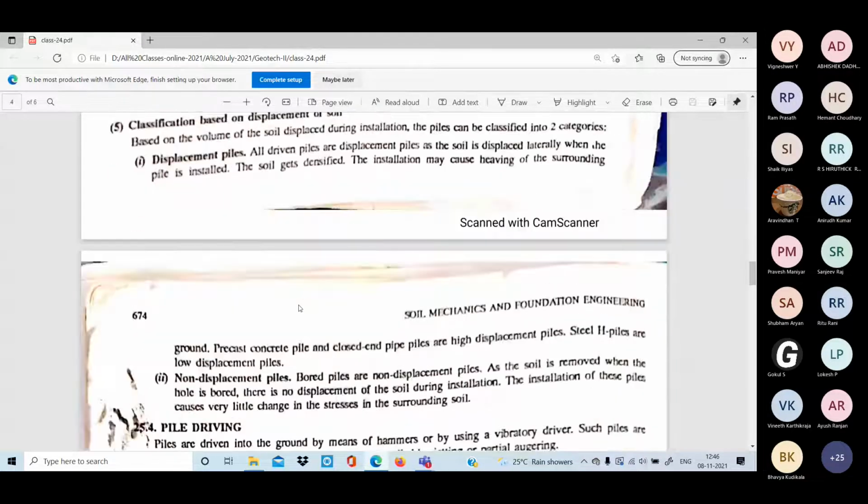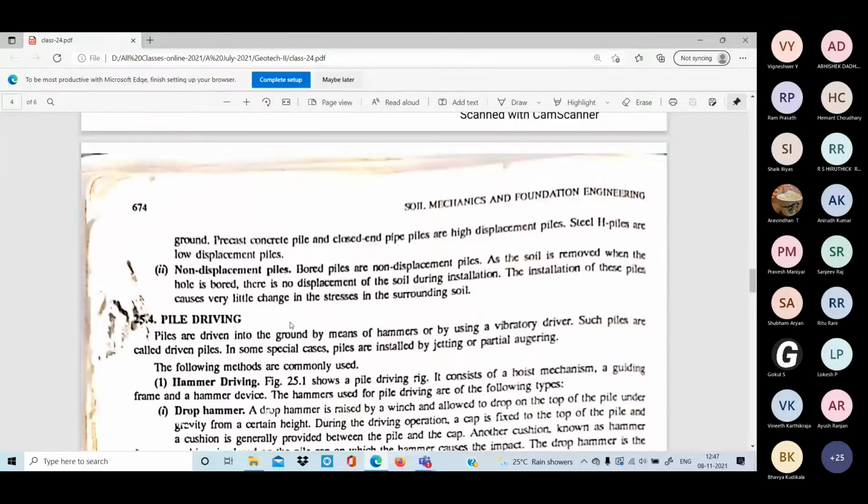Now, classification based on the displacement of piles. All driven piles are displacement piles, and the soil is displaced laterally when the piles are installed. The soil gets densified, as I said. Installation may cause heaving of the surrounding ground. Those driven piles are called displacement piles, and these piles are precast. They are cast somewhere, brought, and driven. In steel we have H piles and others. Non-displacement piles are the bored piles.